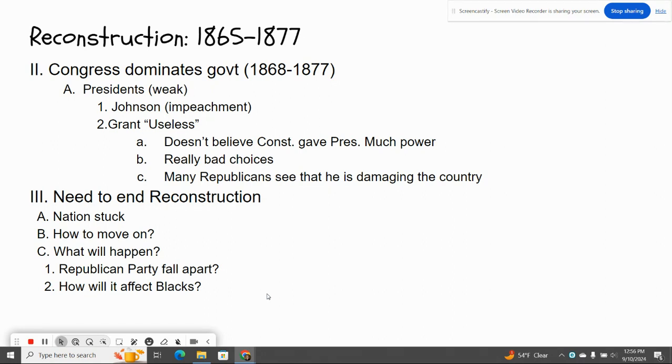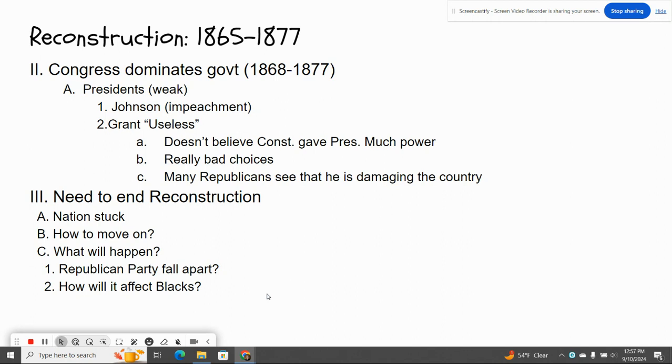Nobody really knew. And to give credit to many Republicans, there is a genuine concern of how it's going to affect Black America. In the minds of many, many Republicans, the only thing keeping Black Americans safe and giving them an opportunity in the world was the government, and specifically the way that the Republican Party was in charge of the government and Reconstruction. And if you end Reconstruction, what's going to happen to them? Nobody's quite sure.